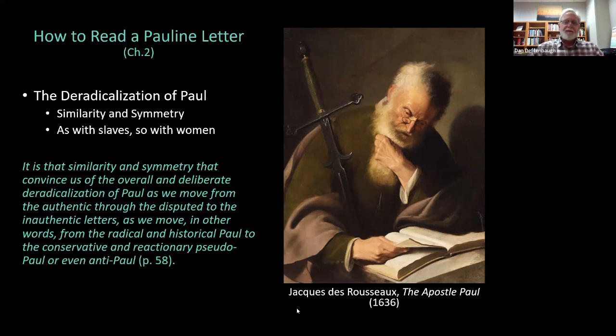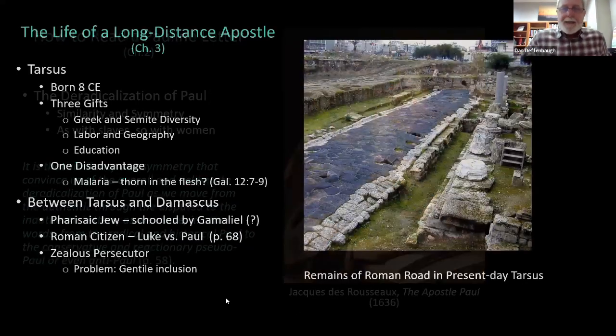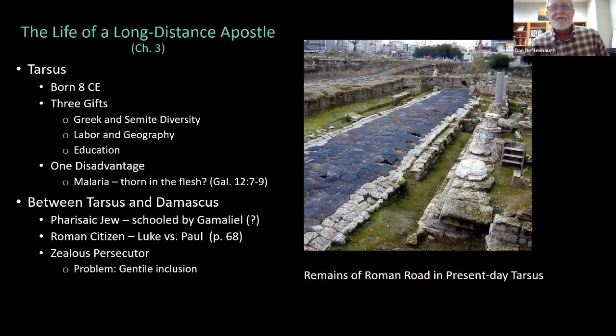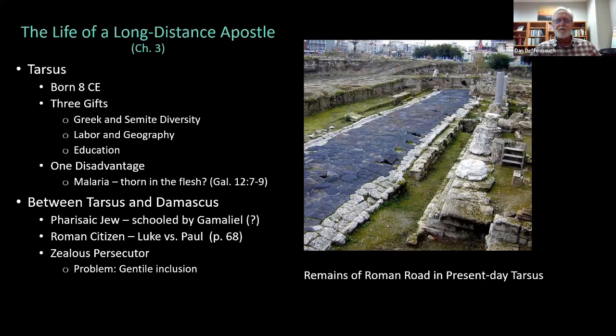Well, let's move on and let's talk about chapter 3. The life of a long distance apostle is the title of the chapter. And some of this I covered while we were waiting for our books to arrive, so I do not want to spend a lot of time in redundancy, but there are some important things that Borg and Crossan bring up that we can spend some time with.